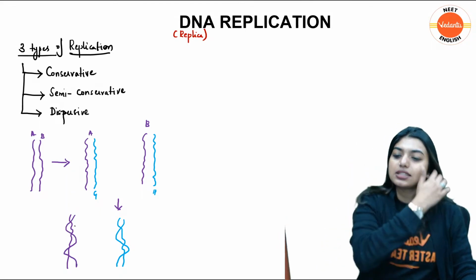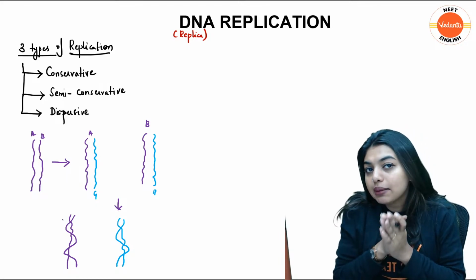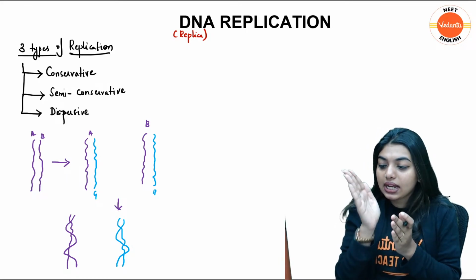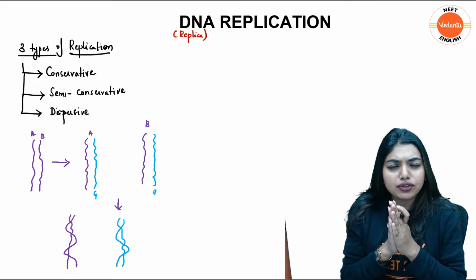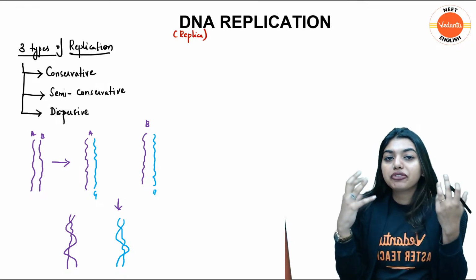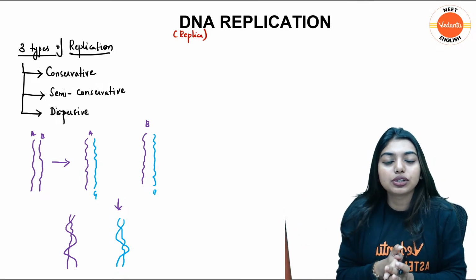This is called conservative. That means they actually help in the template formation. They are actually the template. They will help in the formation of the new daughter DNA. But after replication happens, they will come back to their original places.